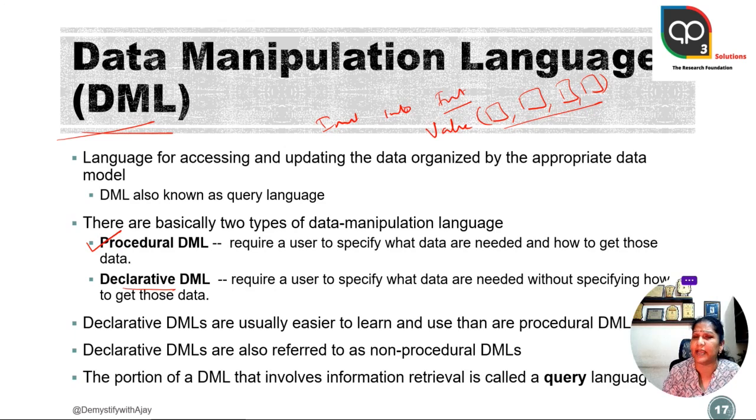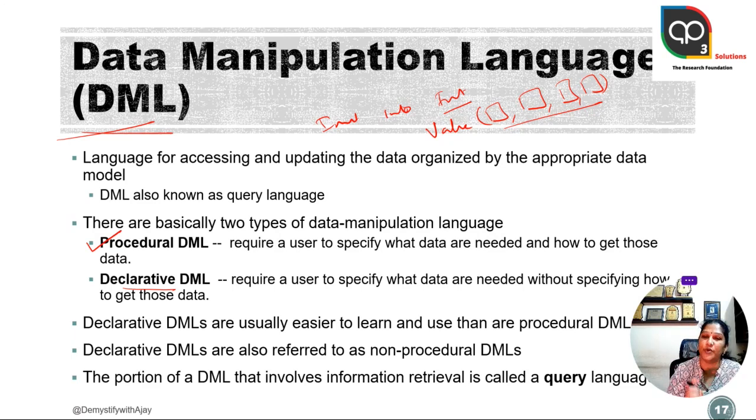Think of it like this. Procedural DML is like telling a chef each step to cook your meal, while declarative DML is like placing an order from a menu and the kitchen handles the execution.